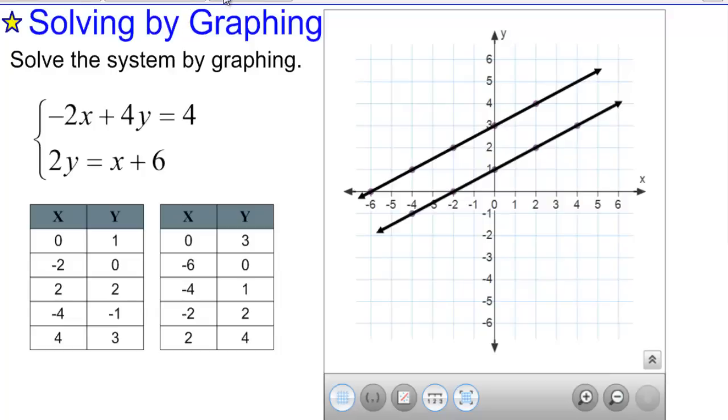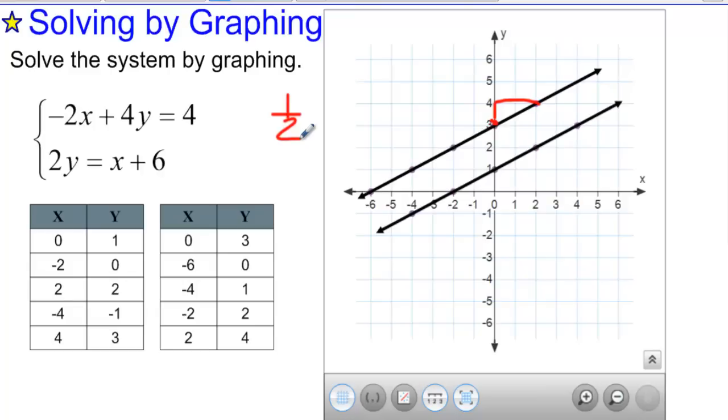I can check to make sure that both of these lines are parallel by checking the slopes of both of them. And if they have the same slope but different y-intercepts, that means they're parallel, but they're different lines and they're never going to intersect. So if I start with this line over here, I can see that from the y-intercept, it goes up 1 and over 2. So the rise would be 1 and the run would be 2, so that would give me a slope of 1/2 for that top line there.